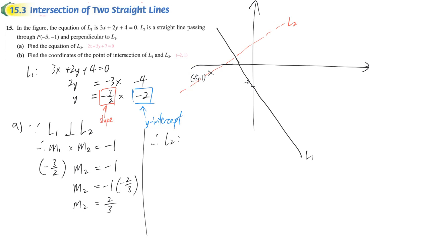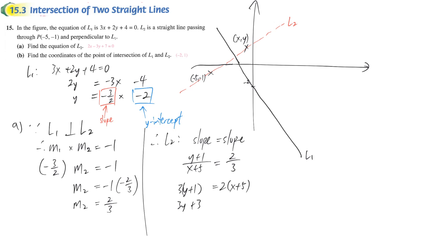Therefore, L2 slope equals the slope for a general point (x, y). Compare (x, y) with this point. We have (y plus 1) over (x plus 5) equal to the slope we already found, which is 2/3. And then just tidy up. So the equation in general form is 2x minus 3y plus 7 equals 0.